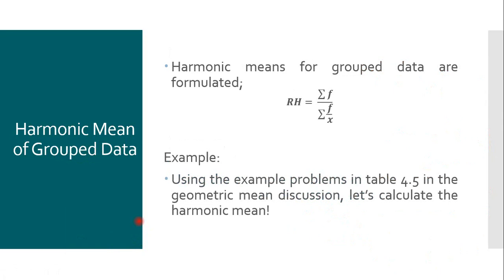Okay, I'll continue to the next slide. The harmonic mean of group data. Harmonic means for group data are formulated by this formula, and for the example we are using the example problem in table 4.5 in the geometric mean discussion, and let's calculate the harmonic mean. So we have to write the table down again here.